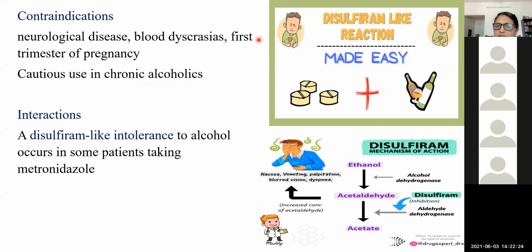Now, contraindications. I told you it cannot be used in pregnancy. So in first trimester pregnancy we cannot use it. Blood dyscrasias and neurological disorders are contraindications. And another thing is chronic alcoholics. In alcoholics, there is a condition called disulfiram-like reaction, disulfiram-like intolerance.